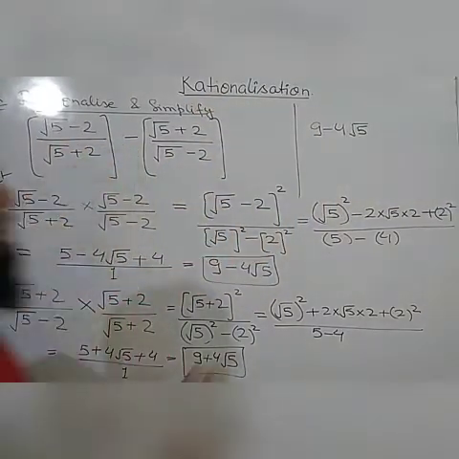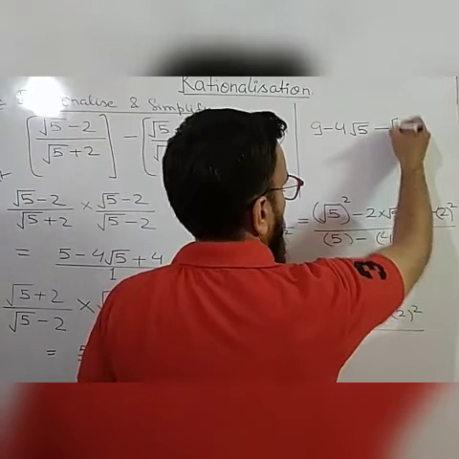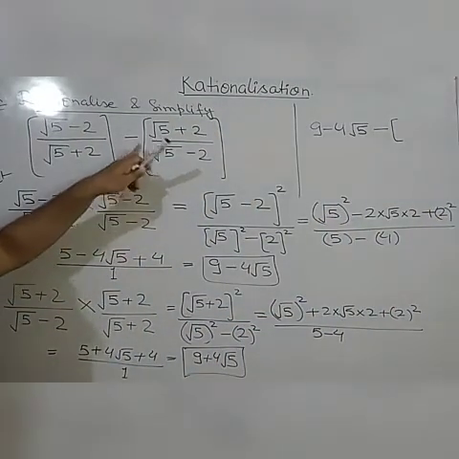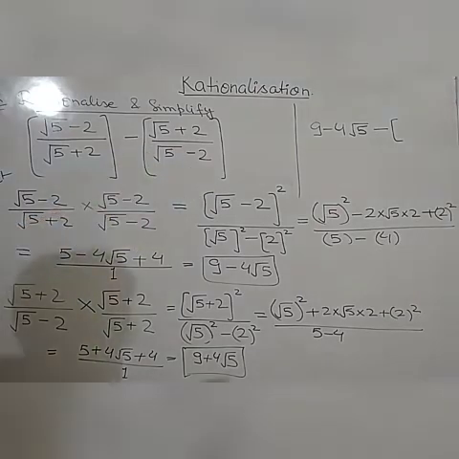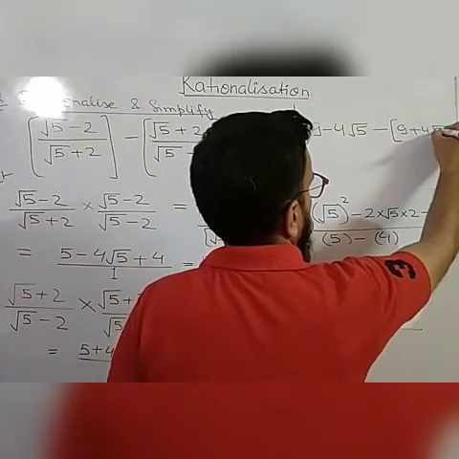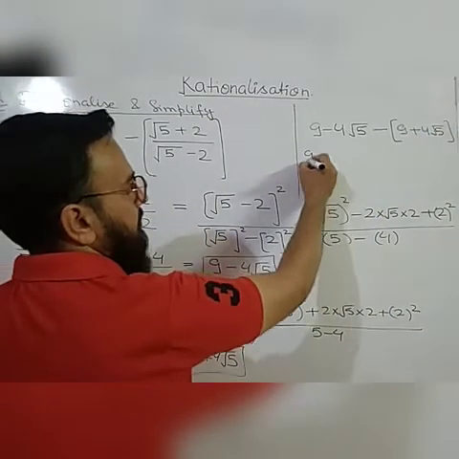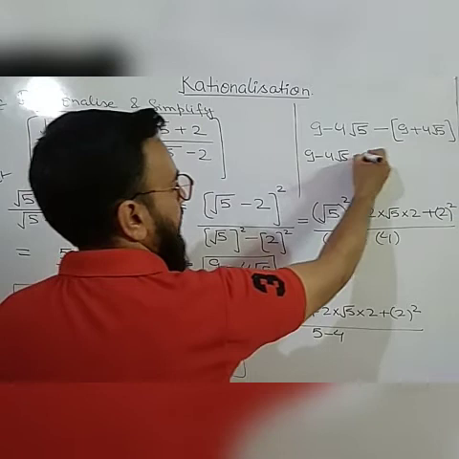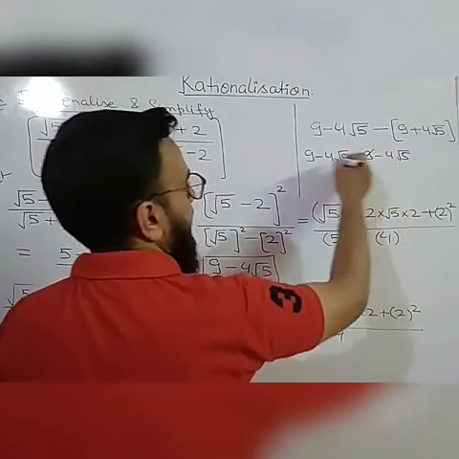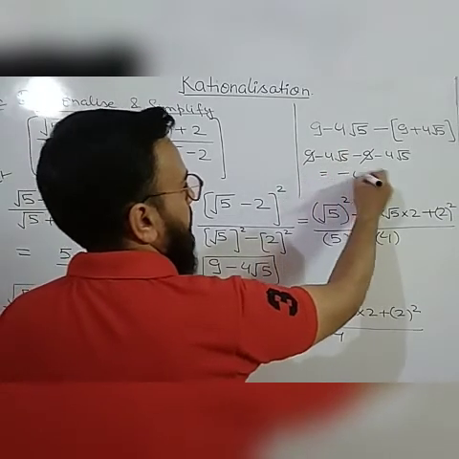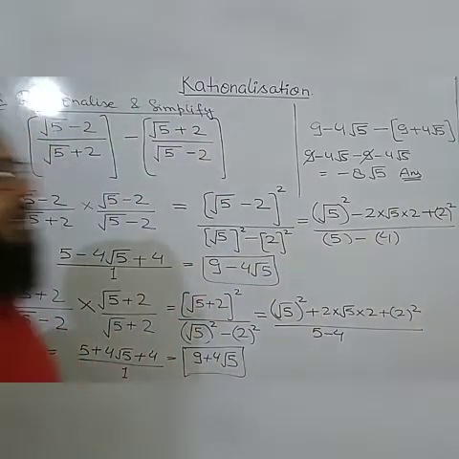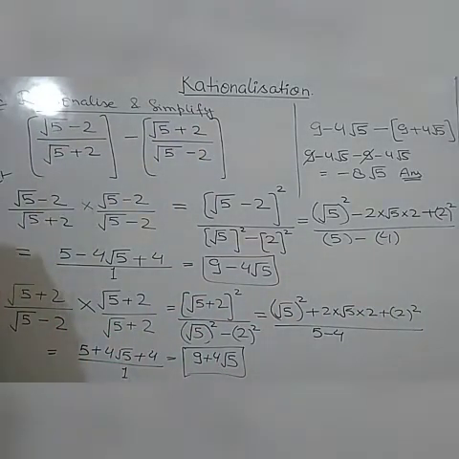Then the minus sign. Whenever there is a minus sign, always use a bracket. So the value of this bracket is 9 plus 4 root 5. Opening the bracket, we will get 9 minus 4 root 5 minus 9 minus 4 root 5. This 9 and 9 will cancel out. So the answer is minus 8 root 5. It is the answer of this question.